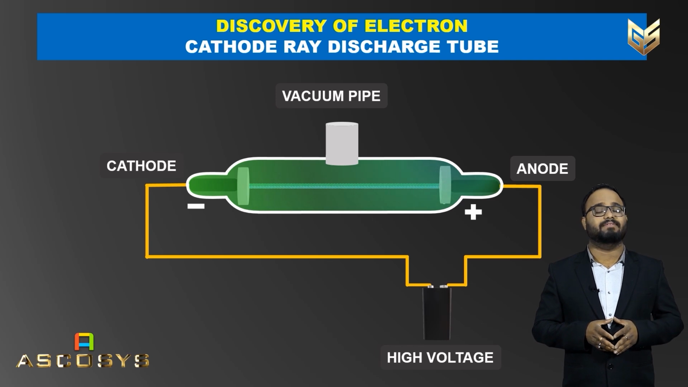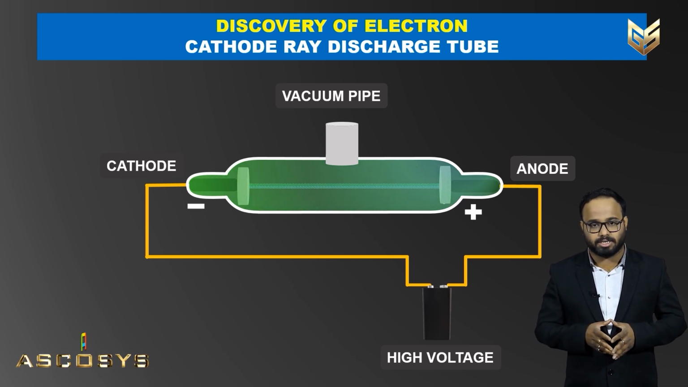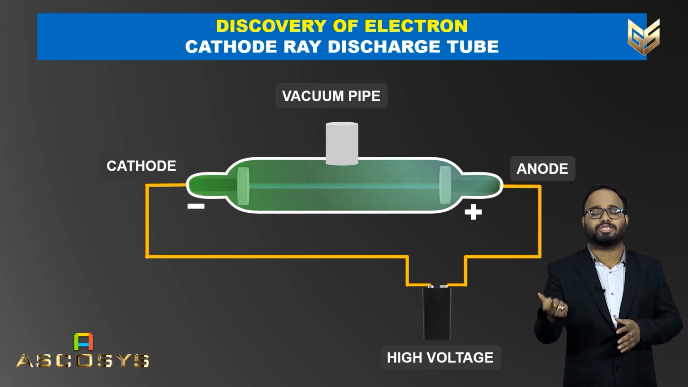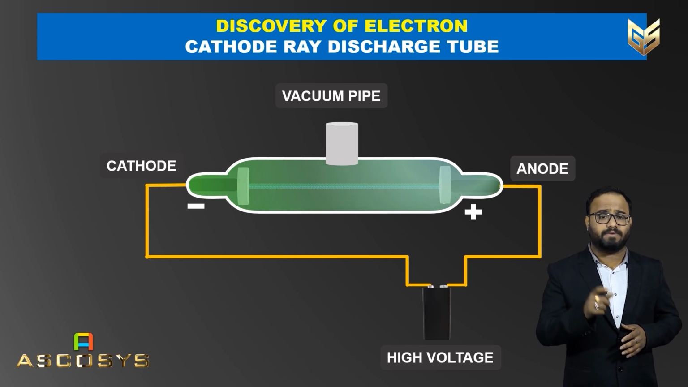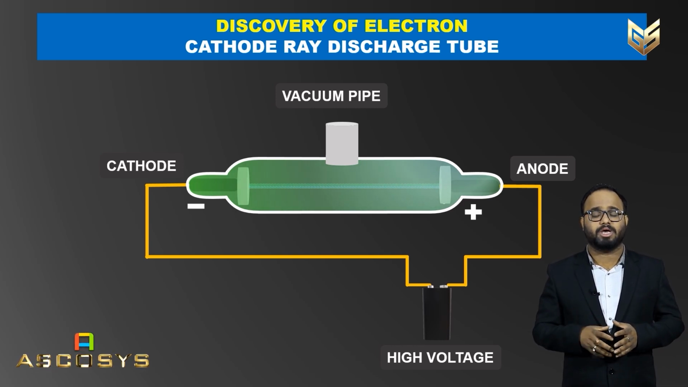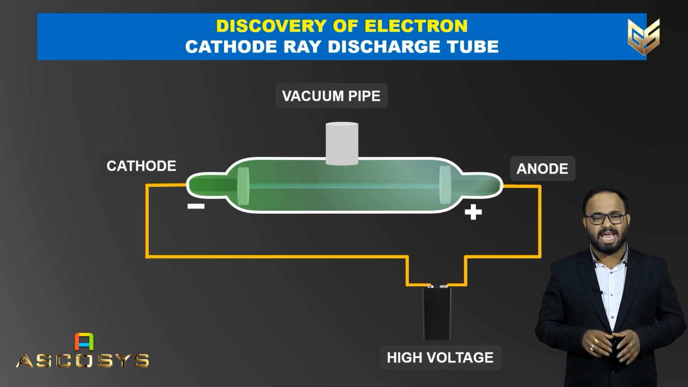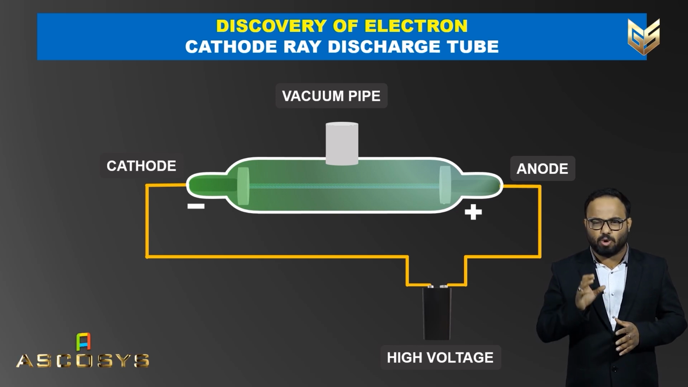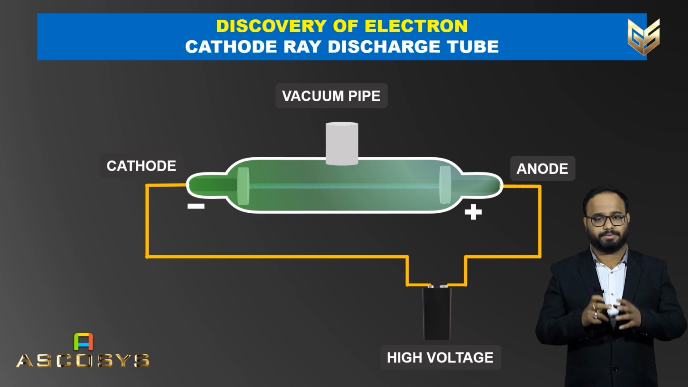Now, the cathode is negatively charged and the anode is positively charged. You can see the electrical discharge through the gases could be observed only at very low pressure and at high voltage. The pressure of different gases could be adjusted by evacuation. Now, when sufficiently high voltage is applied across the electrodes, current starts flowing through a stream of particles moving in the tube from the negative electrode, that is the cathode, to the positive electrode, the anode.